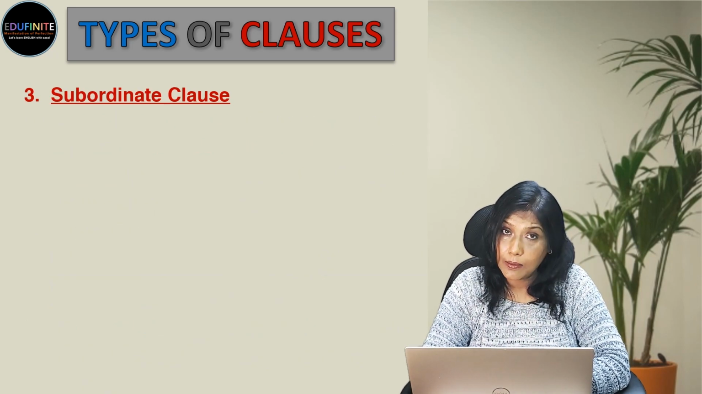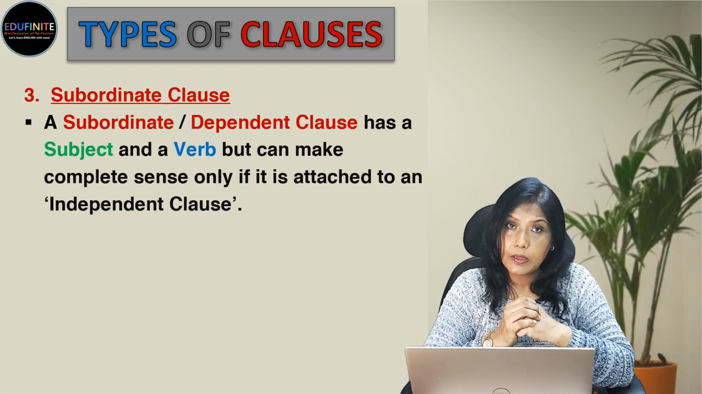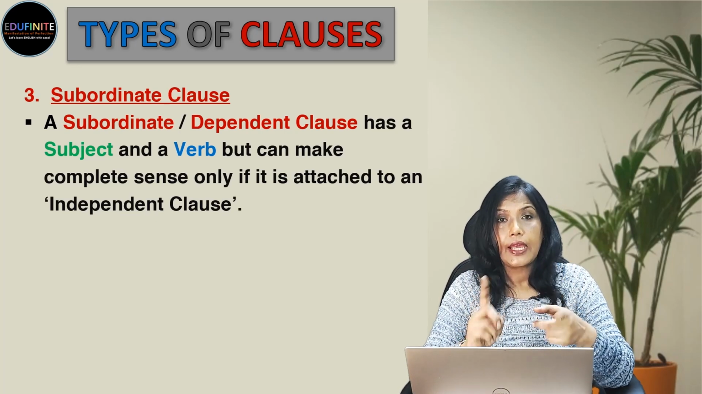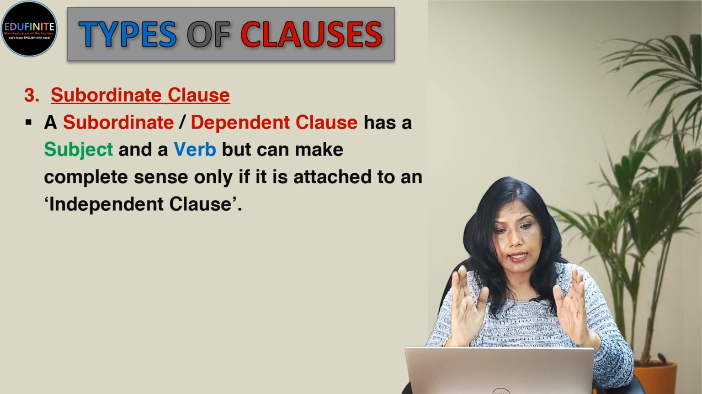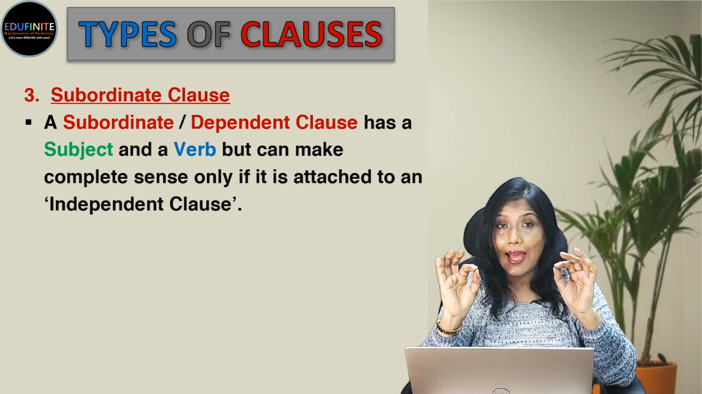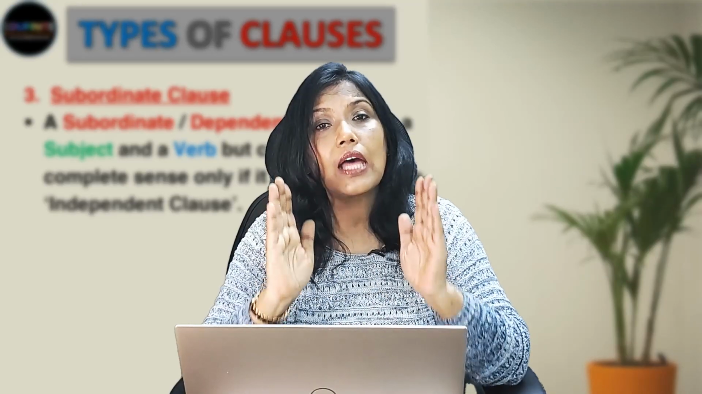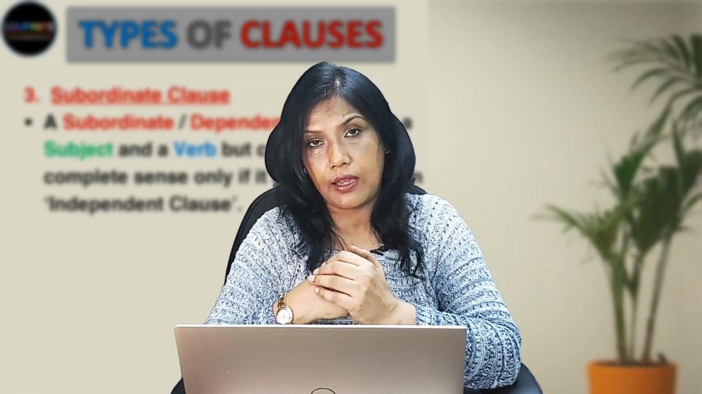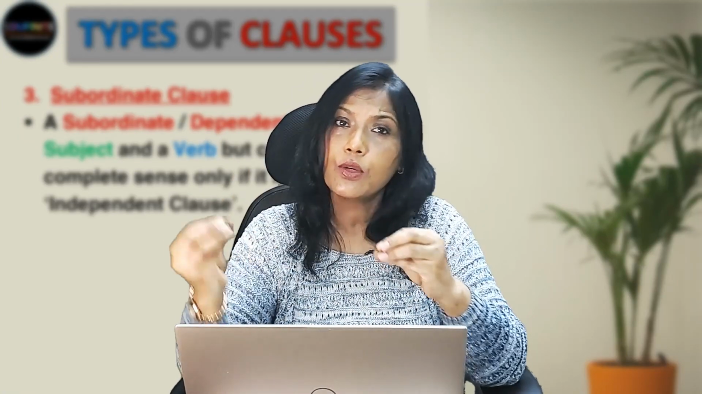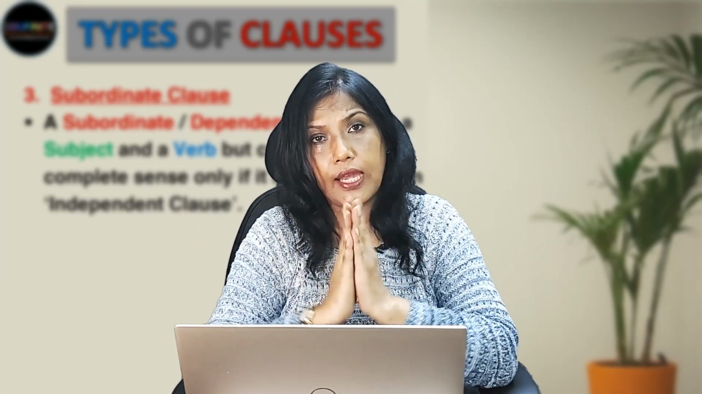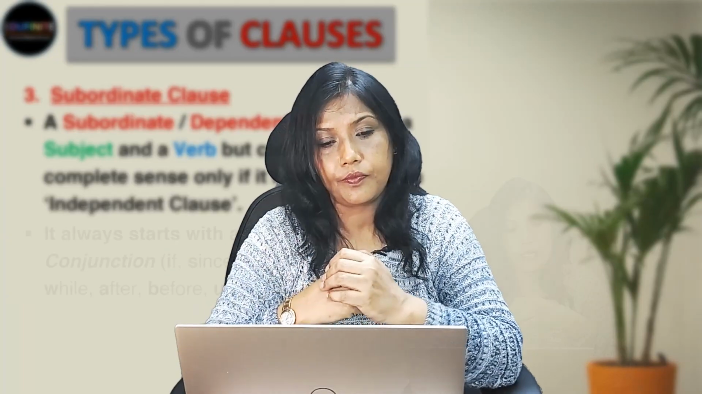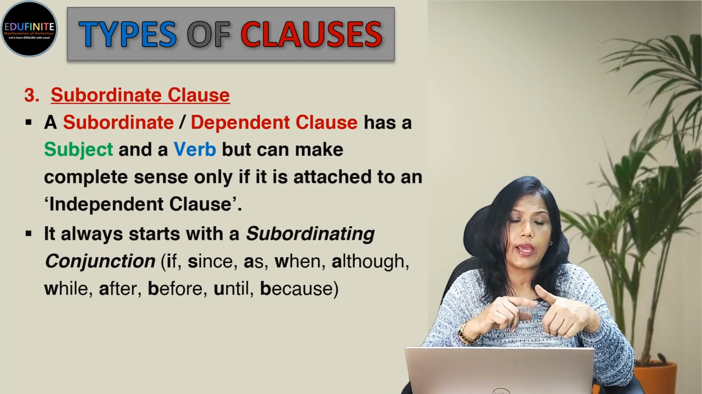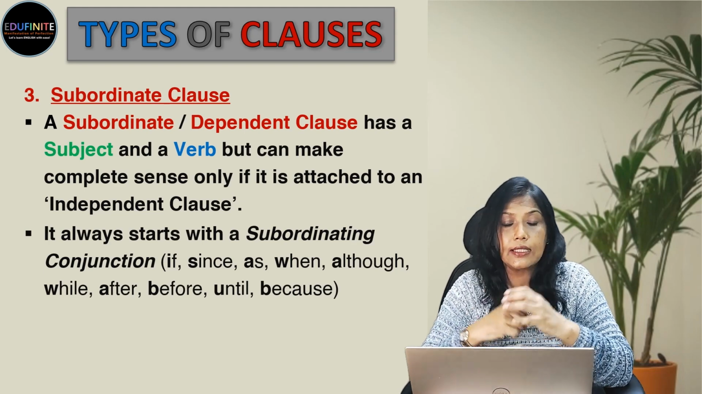Okay. The next one is the subordinate clause. A subordinate or a dependent clause, again, will have a subject and a verb since it's a clause. But it can only make complete sense if it is attached to an independent clause. So without an independent clause, a subordinate clause will not be able to give the whole idea of what you're trying to say. It will only give a partial idea. So you'll have to attach an independent clause to it to get the whole idea of what you're trying to say. And it always starts with a subordinating conjunction. It might be if, since, as, when, although, while, after, before, until, because.